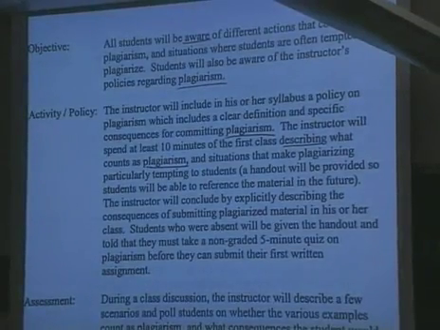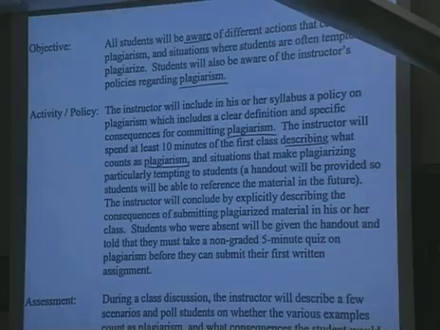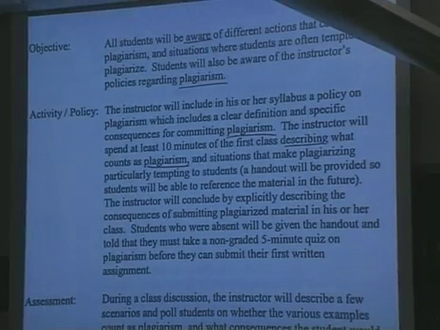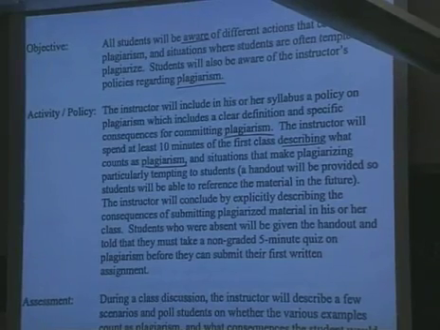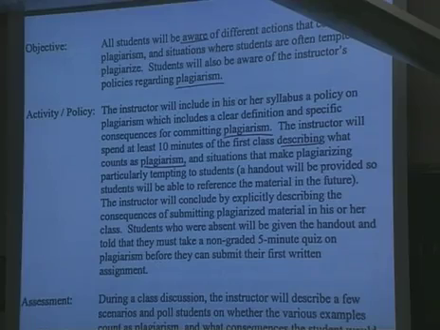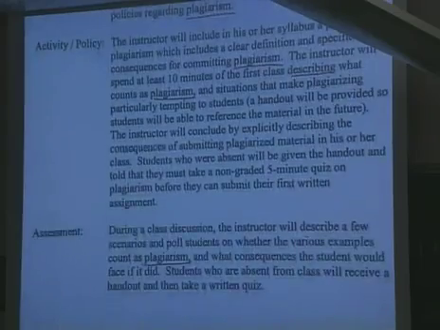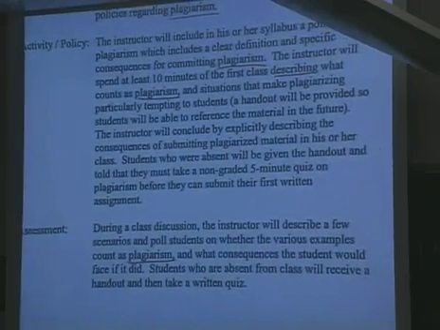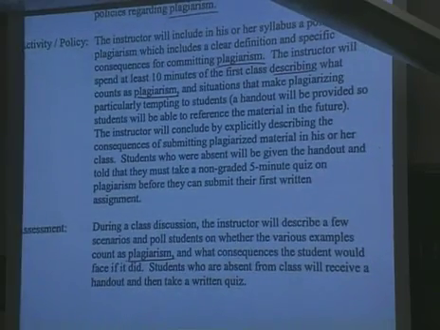So I'm going to create an objective at this awareness level, this receiving level, and say all students will be aware of different actions that count as plagiarism, situations where students are often tempted to plagiarize, and students will be aware of the instructor's policies regarding plagiarism. So then I have much more extensive activities to support that than what I did this semester.